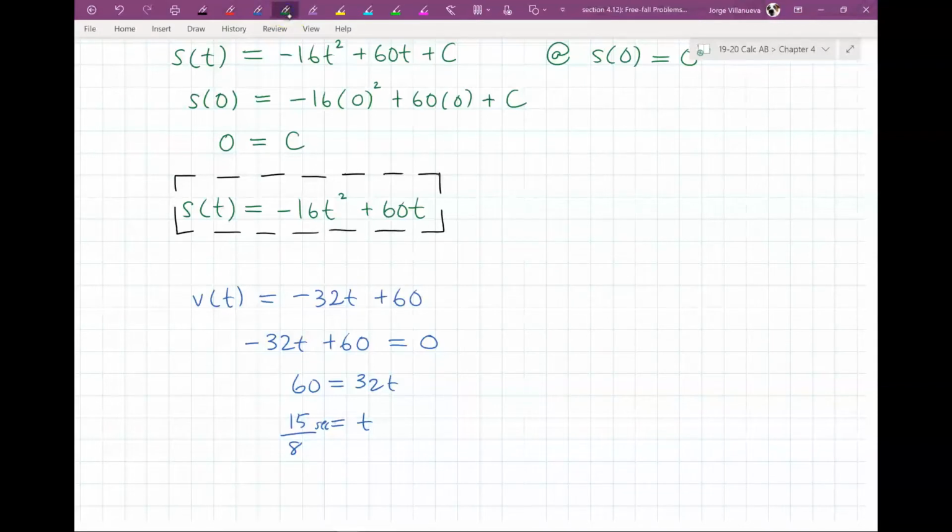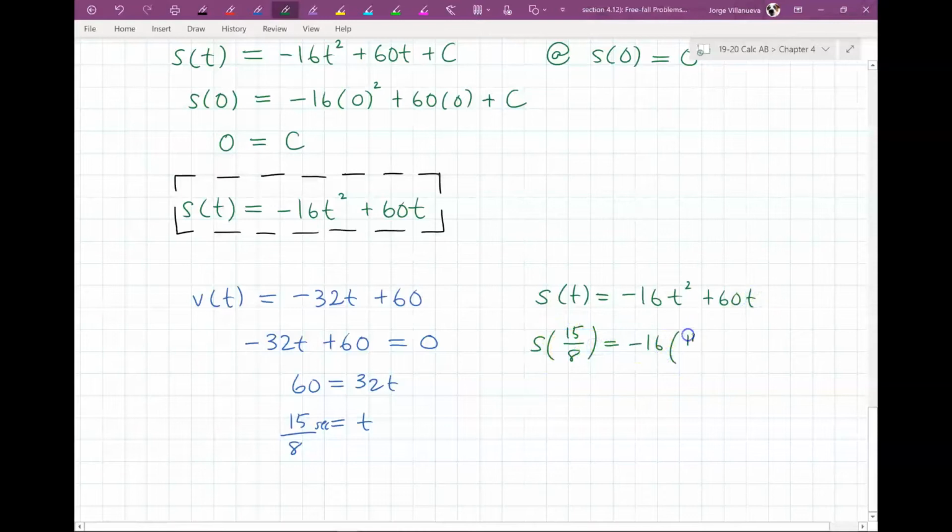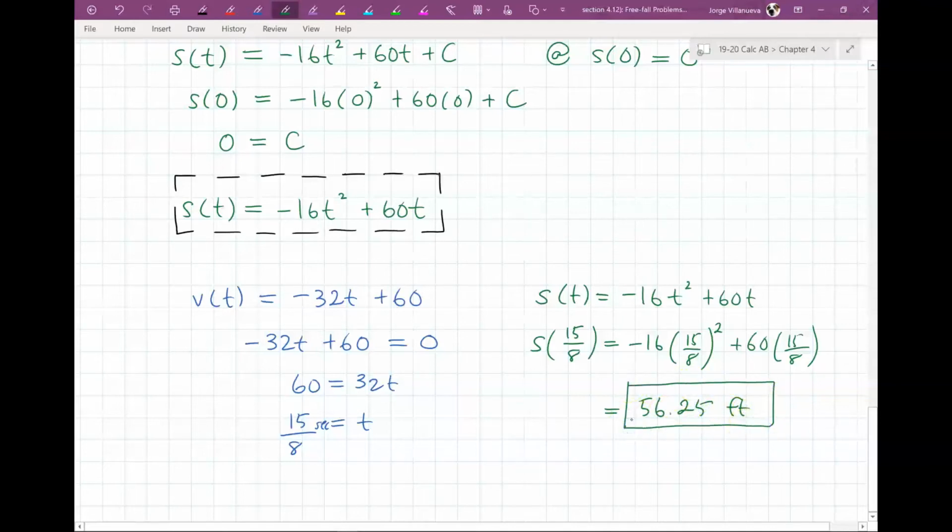So I'm going to get s of t, which is negative 16t squared plus 60t. And I'm going to plug in 15 eighths. So it's negative 16 times 15 eighths squared plus 60 times 15 eighths. And you get out your handy dandy calculator, right? And it gives you 56.25 feet. Okay, so there's the answer to our problem. This was a lengthy problem, right?